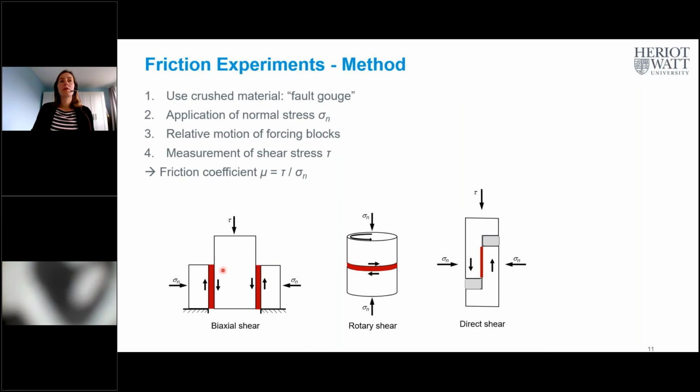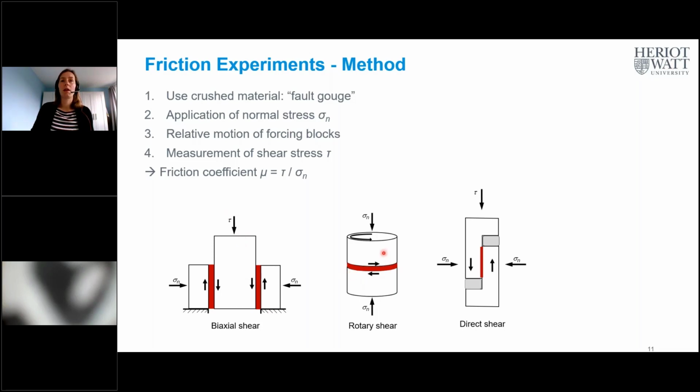Let's first look at the experiments. For these fault friction experiments, we typically use fault gouge, that's the crushed up material which lines the fault surfaces. It's shown in these diagrams with the red color. The fault gouge is sandwiched between shear sliders, which can have a variety of different shapes. Those sliders, those forcing blocks, are then pressed together under a normal stress. And then one of the blocks is moved with respect to the others, and you need a shear stress to do that. In this case, the central block is forced down, whereas the side blocks are supported, and you measure the shear stress needed to push the central block down.